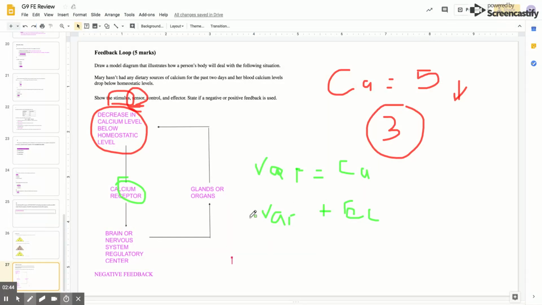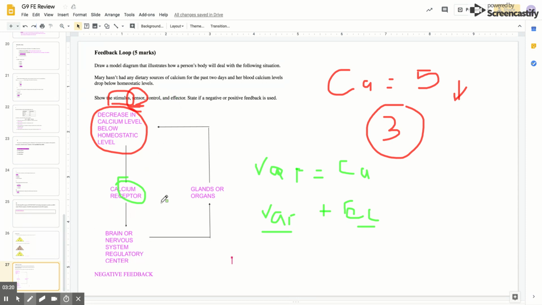So if we're dealing with temperature, if there was a decrease or increase in temperature, it's going to be temperature receptor. If it was a decrease in, I don't know, just think of anything, light, it's going to be light receptor. So that's going to be the sensor. The sensor is going to be the thing that senses the change in the variable, or that senses the stimulus, and then that sensor or that receptor is going to feed that information to your control center.